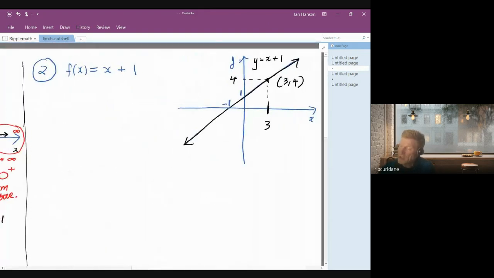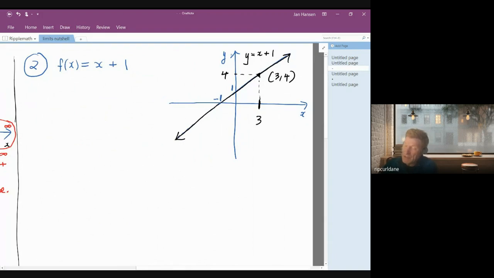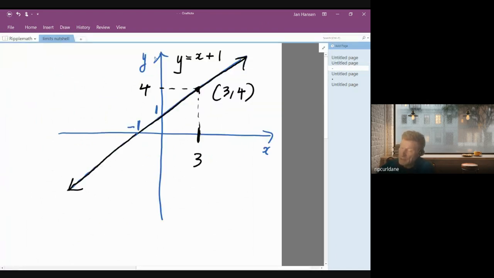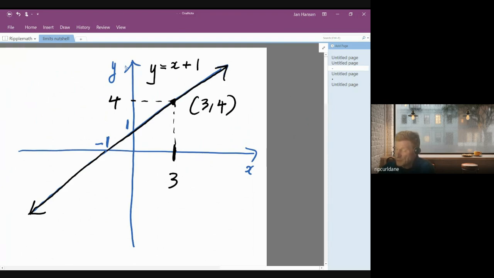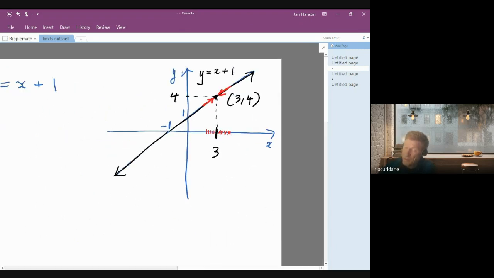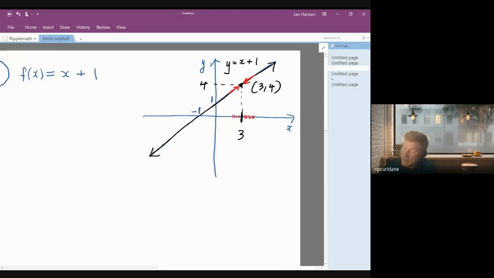Example number 2, we want to find the limit as x approaches 3. So the left and right limits here are important. Let's talk about left and right limits. Look at the graph. The graphs are really important for this topic. If you can draw a graph, do it. As x approaches 3 from the left, this function is approaching 4 from the left, or from below in this case. And as x approaches 3 from above, the function is approaching 4 from above. So we can write all that down in the language of limits.